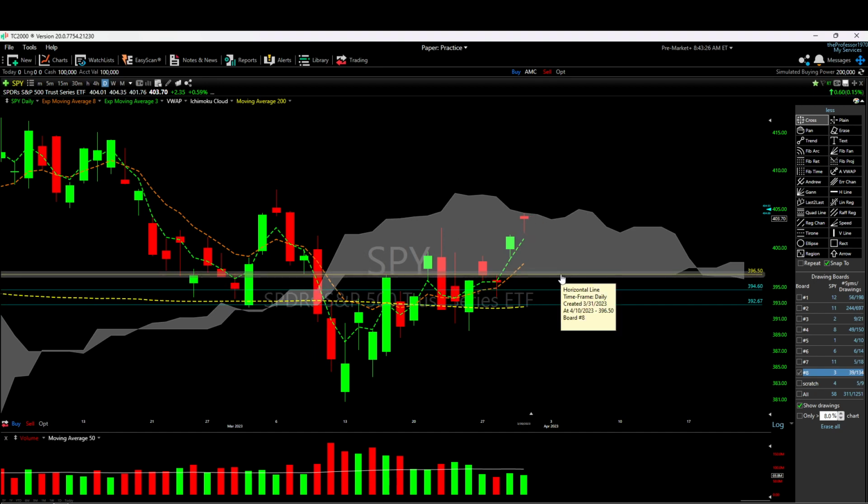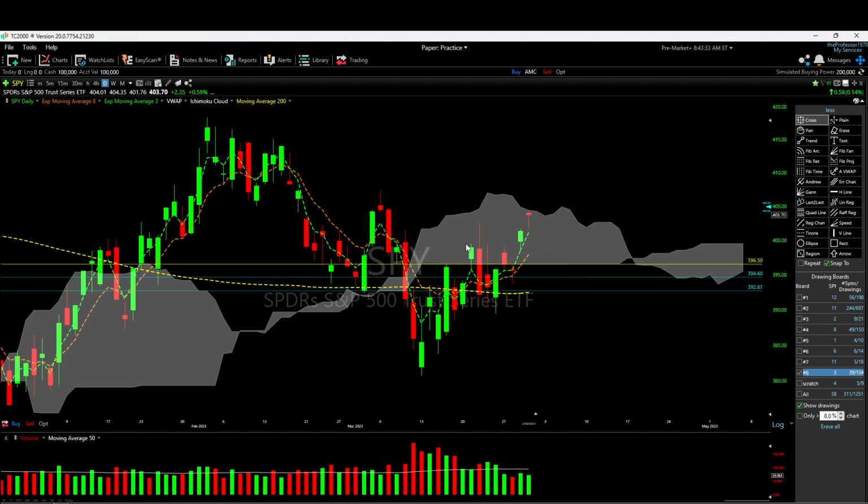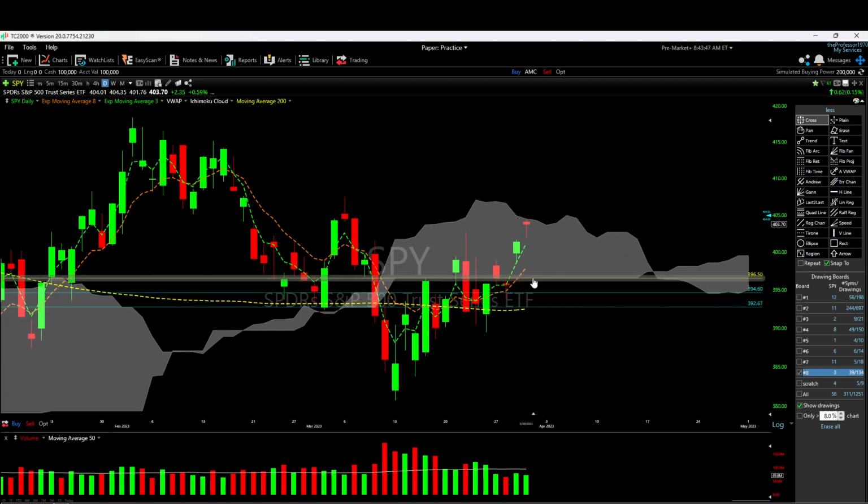I think this will act as support. If we break through this yellow line, I will add more lines. But right now, I want to just concentrate on this cloud right here. Not so much worried about this section over here. More staying within the cloud unless we break below it and start trading way over here. Then I'll start worrying about this. But right now, this is my big support.